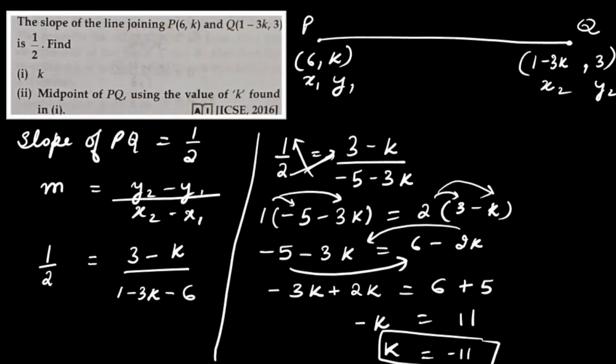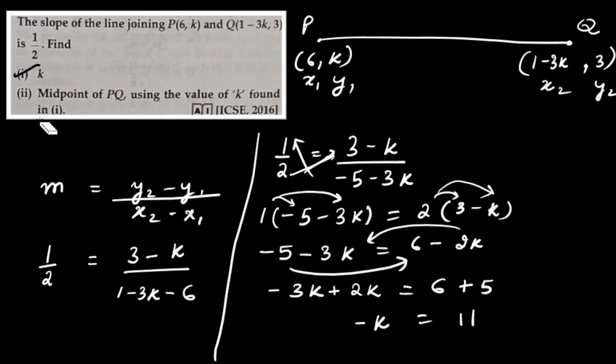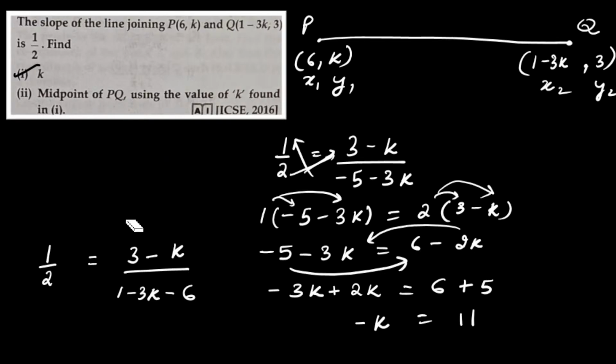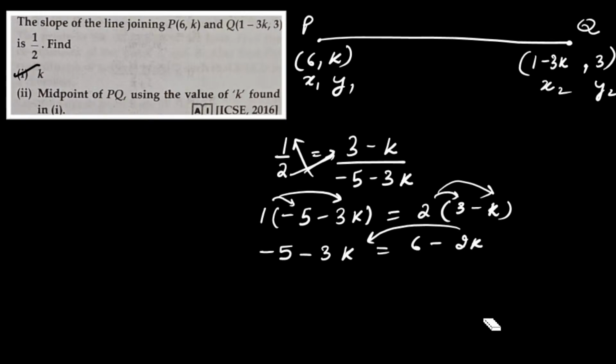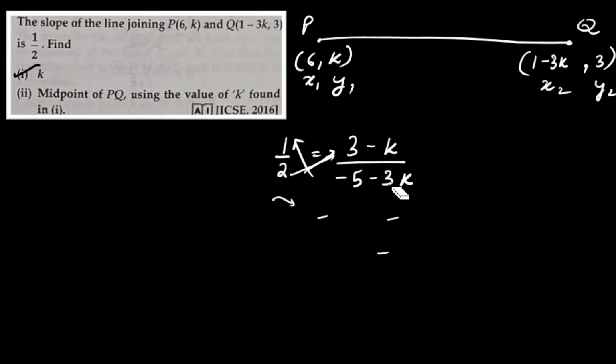Second part. Okay, we didn't do the second part of the previous question. Let us do that. Only the first part we did. We found the value of K. So now we have to find the midpoint of the line segment PQ by using the value of K which we found in the first part.